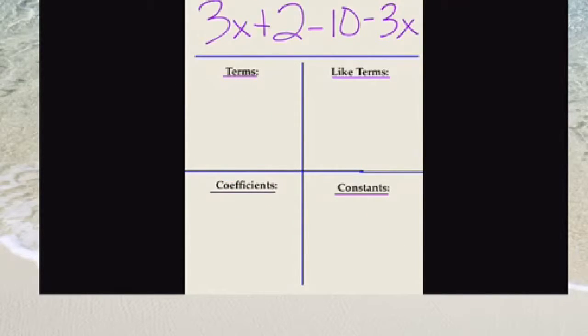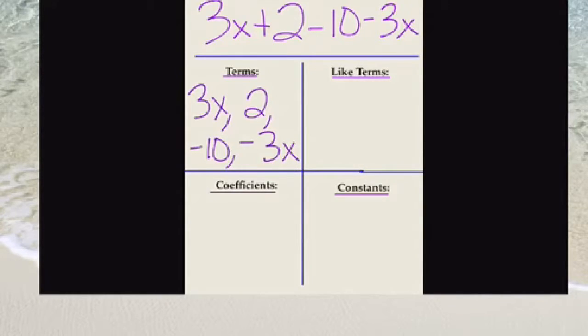3x plus 2 minus 10 minus 3x. Once again, let's start by listing our terms. We've got 3x, 2, -10, and -3x. Okay, a total of 4 terms. Now let's take a look at our like terms.